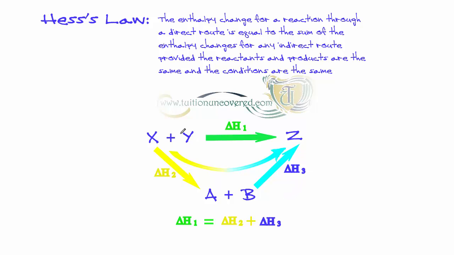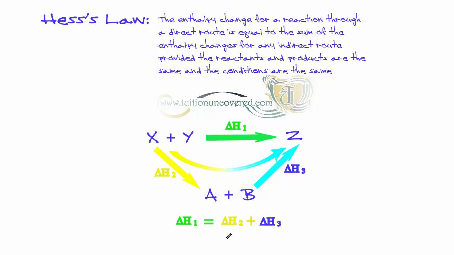The idea being, if the starting and finishing reactants and products are the same, and the conditions in terms of temperature, pressure are the same, the direct route, delta H1, is equal to the indirect route, the sum of the enthalpies of the indirect route, delta H2 plus delta H3 in this case. Hopefully this is all straightforward and you've seen diagrams like this represented before.